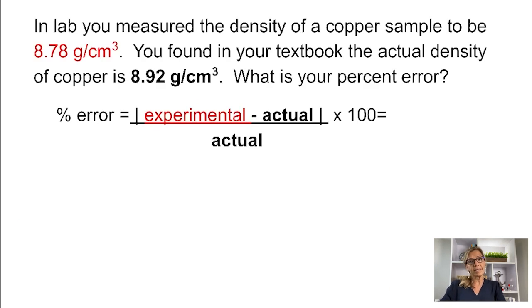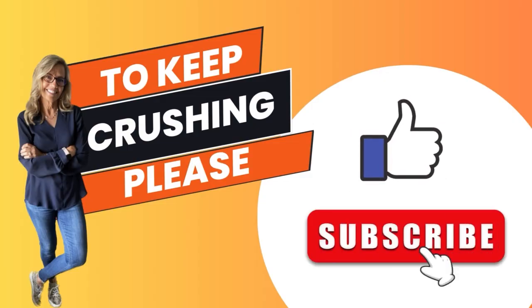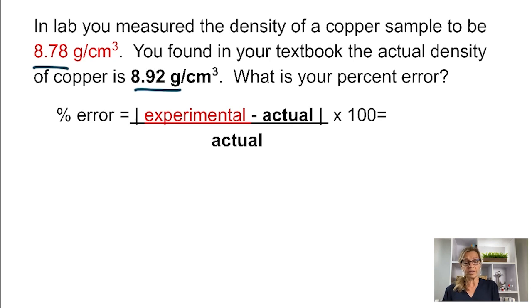So let's just look at an example of an actual lab calculation that one of my students did. Let's say you are finding the density of a piece of copper and you got 8.78, and then you look up the value in a table, maybe in your textbook, and you found it was 8.92. That's really pretty close. So let's look at this formula.